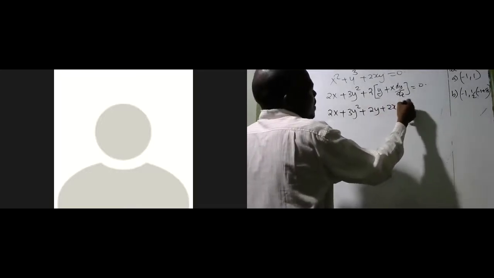So we have 2x plus 3y squared plus 2y plus 2x dy/dx is equal to 0. Then we come and substitute. Where there's x, we put -1. Where there's y, we put 1. So we're going to have 2 minus 1 there, positive 3, 1 power 3, positive 2, 1 there, positive 2 minus 1, dy/dx is equal to 0.